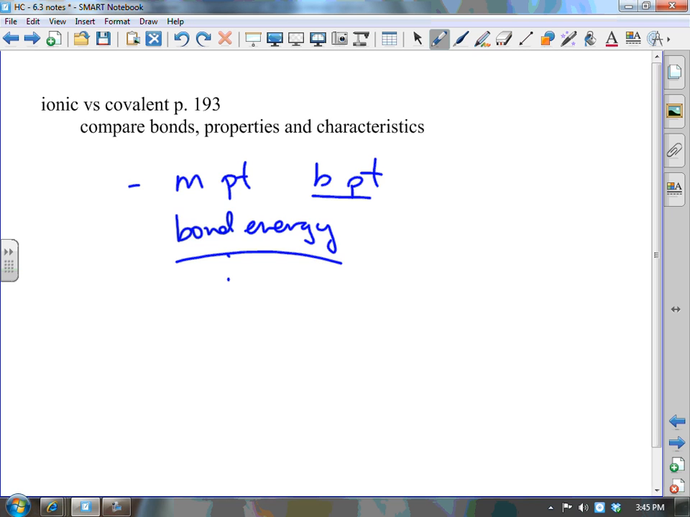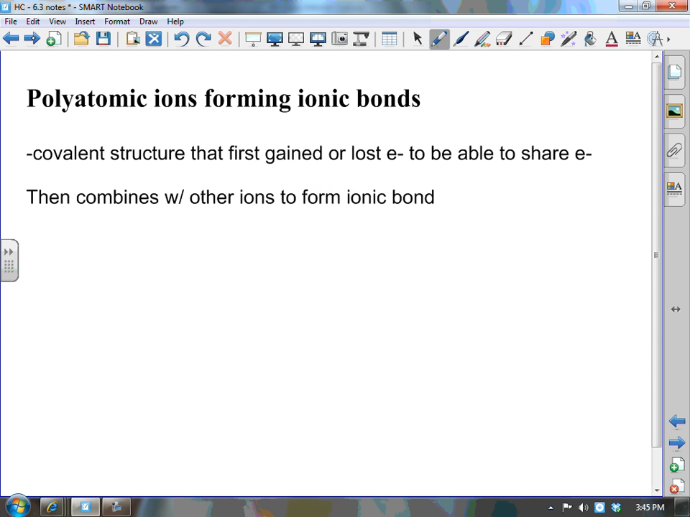The last thing then, polyatomic ions. We briefly talked about these in covalent bonds. This is the last part that ties polyatomic ions with covalent bonding and ionic bonding. If you remember, they are truly a covalent structure that had to have extra electrons added or lost so that they could share the electrons and be a stable compound.